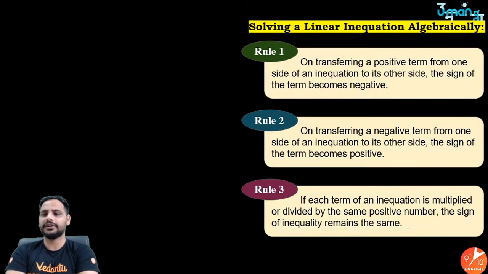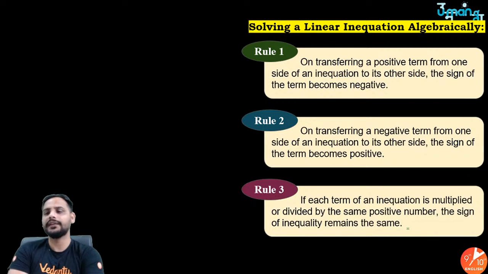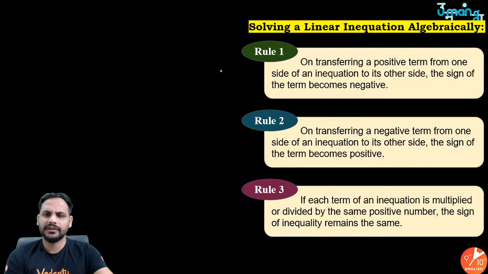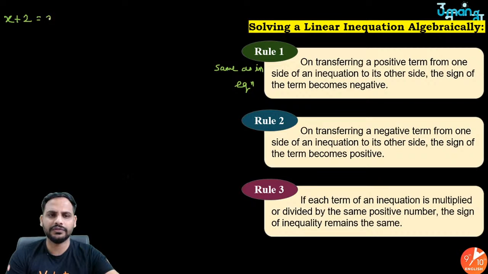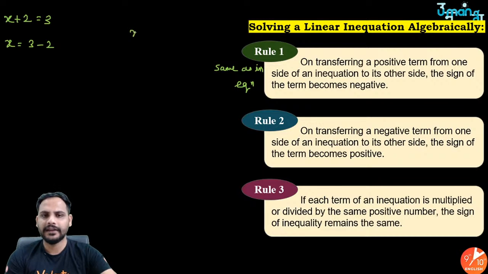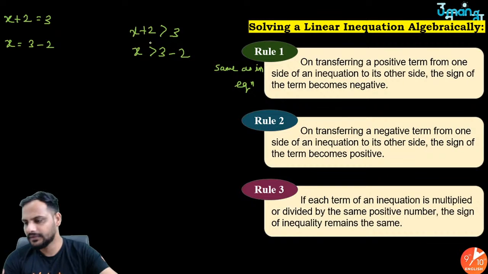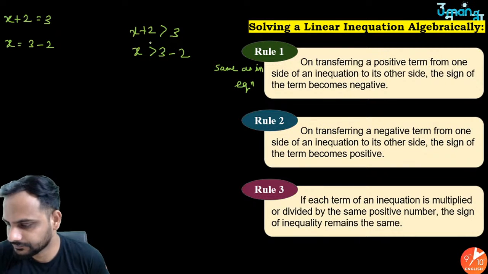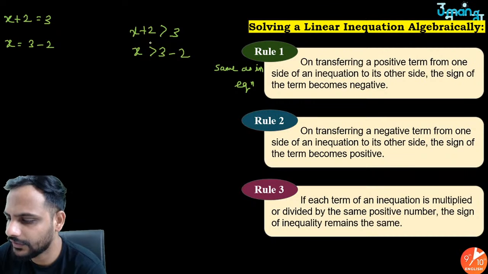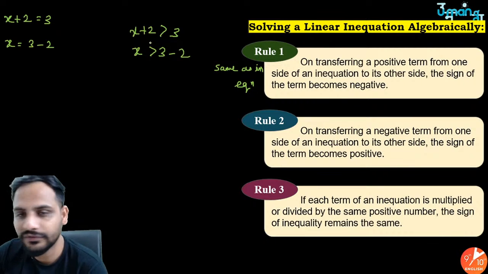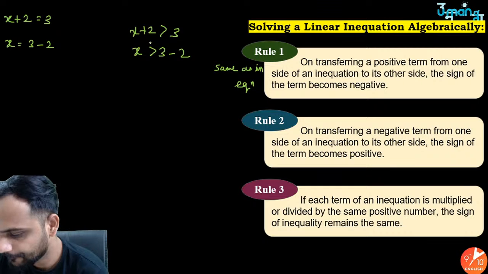First thing: on transferring a positive term from one side of an inequation to the other side, the sign of the term becomes negative. Obviously, same as in solving equations. Suppose I have x plus 2 equal to 3. If I shift 2 over there, it becomes x is equal to 3 minus 2. Same way, if I have x plus 2 greater than 3, it will be x greater than 3 minus 2. Positive will become negative, remember. Listen carefully. It is helpful for all those students who have linear inequations in their state board. Okay, got it?